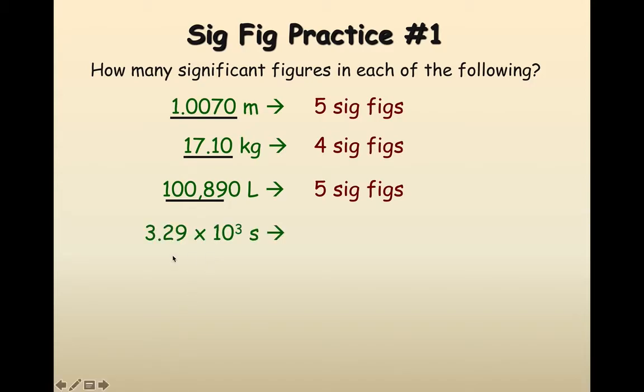Next up, so there's a funky rule. Anytime that anything is written in scientific notation, the numbers out front count as being significant. So this one has 3 significant figures.